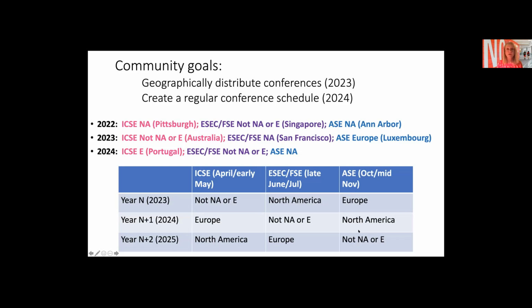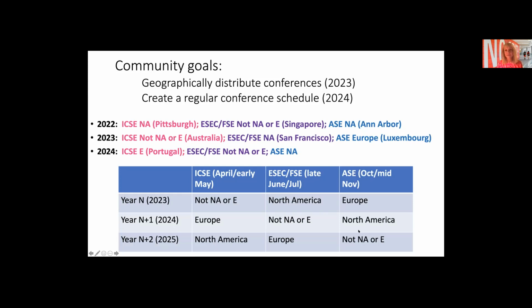And by 2024, ICSE will be moving earlier. So ICSE will now be more likely to be in April, in 2024 and 2025 and onward, and potentially early May, but earlier. And then ESEC/FSE will be in late June or July, trying to separate them as much as possible. And then ASE in October to mid-November. So we're trying to spread throughout the year, and there was a lot of conversation around that.